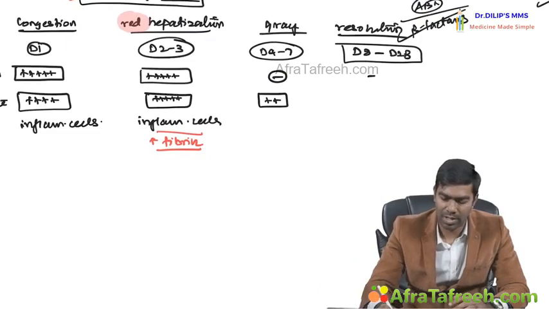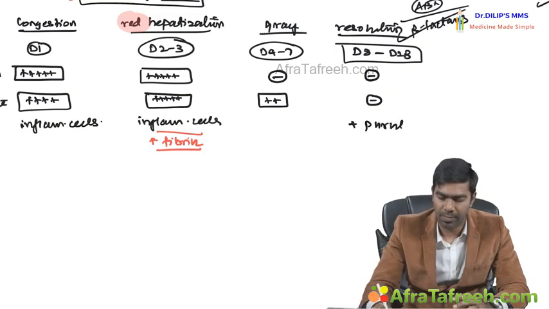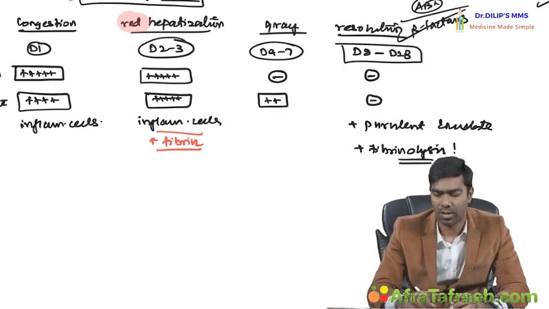So in the resolution stage, again the bacteria will be completely disappearing, and the inflammatory cells will be removed from that particular area. At the same time, you will have a purulent exudate, and there will be active ongoing fibrinolysis to remove the fibrin. Clear? So these are the different stages of the lobar pneumonia.